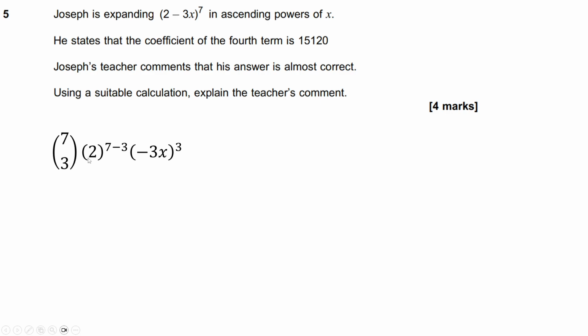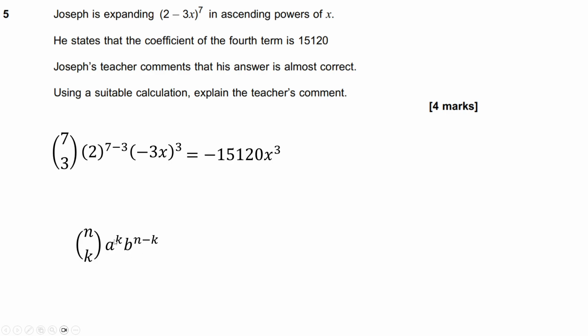7 choose 3 of a to the power of n minus r, and then b to the power of r, where n is 7 and r is 3. Anyways, if you do all this, you'll get minus 15,120x cubed. So yeah, that's just one thing I wanted to say here.